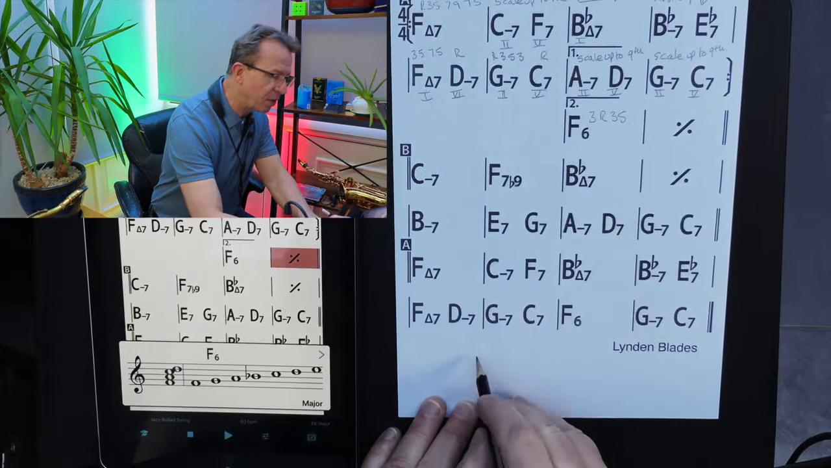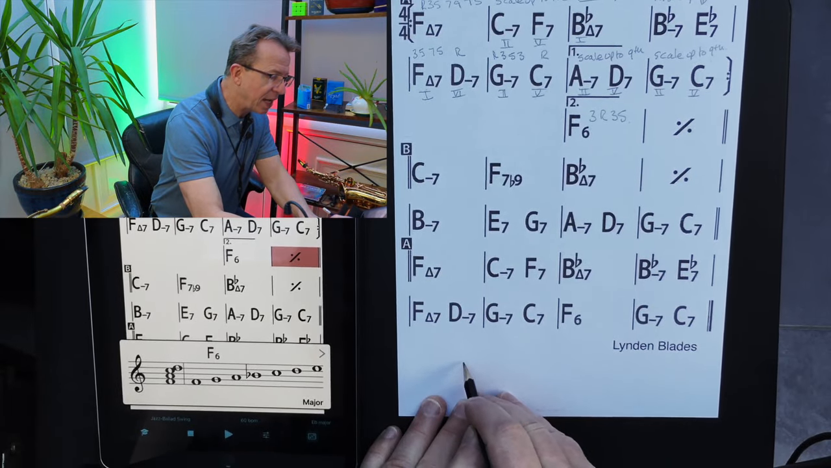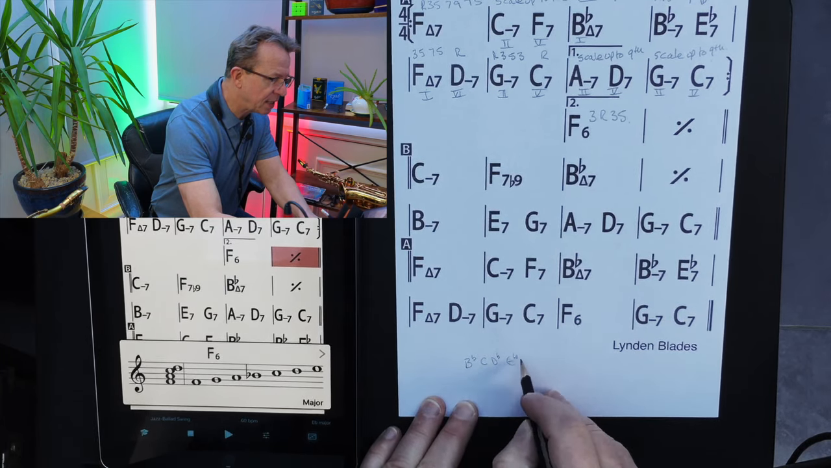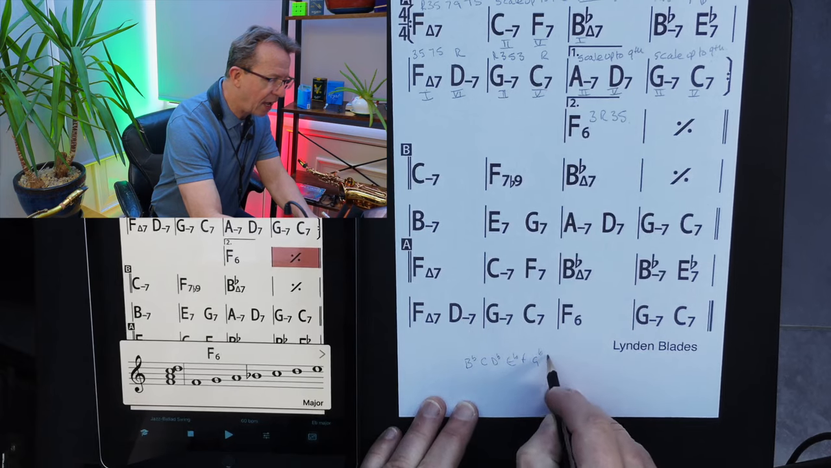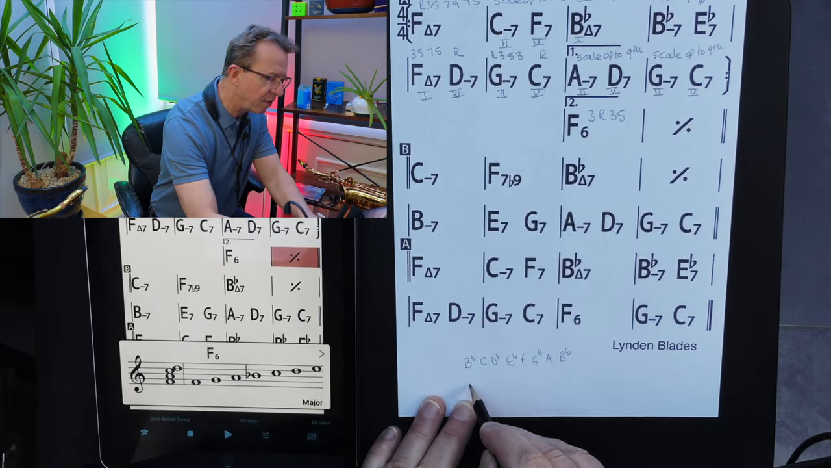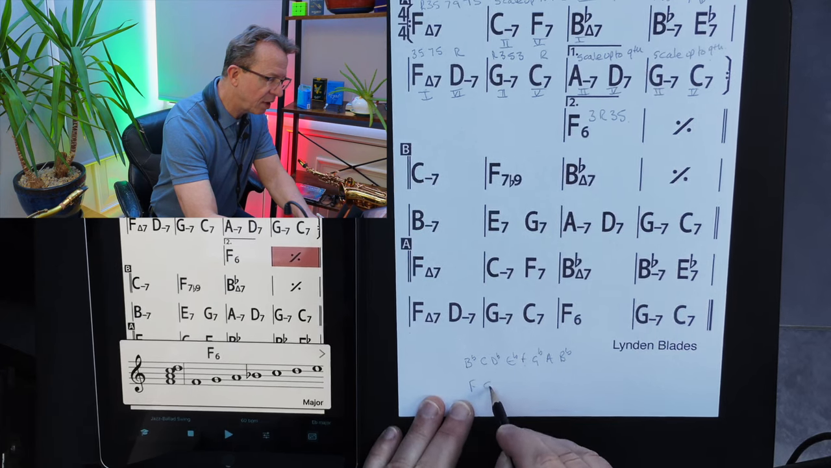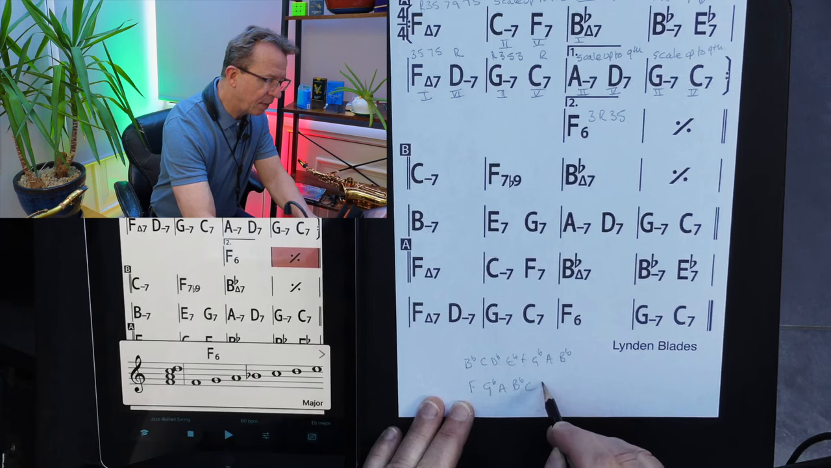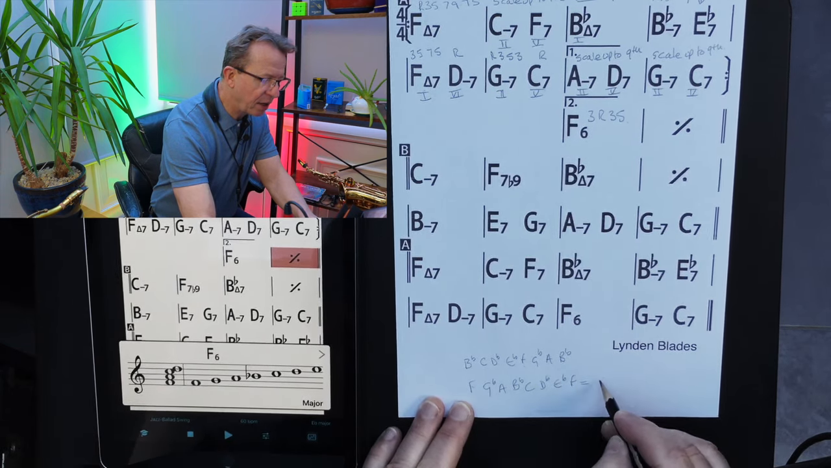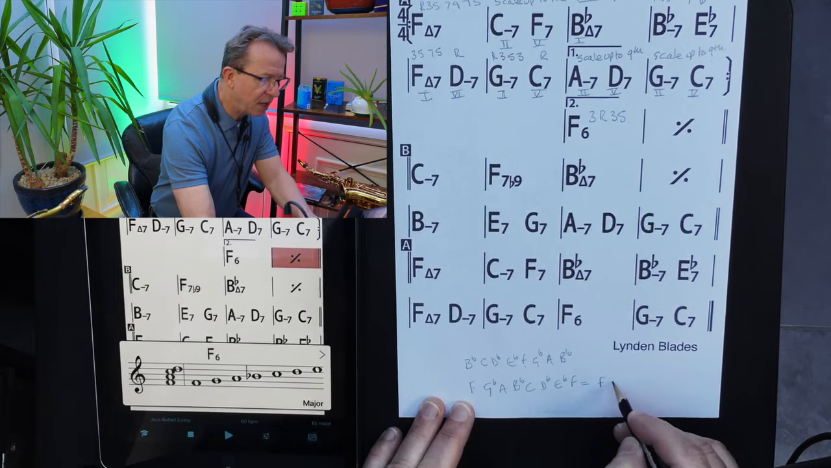So if I write out the scale of B flat harmonic minor, you'd have B flat, C, D flat, E flat, F, G flat, A, and B flat again. Now, if I start that on the F, I'm going to have F, G flat, A, B flat, C, D flat, E flat, and F. And then this scale qualifies as an F7 with a flat 9.